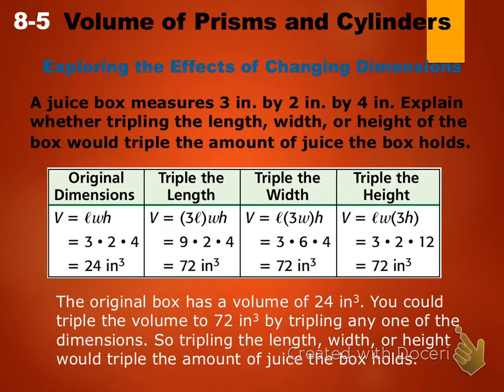So the original box has a volume of 24 inches cubed. You could triple the volume to 72 inches cubed by tripling any one of the dimensions. So tripling the length, width, or height would triple the amount the juice box holds.